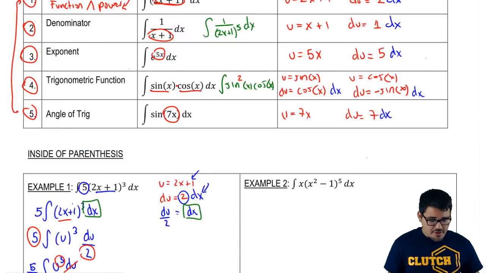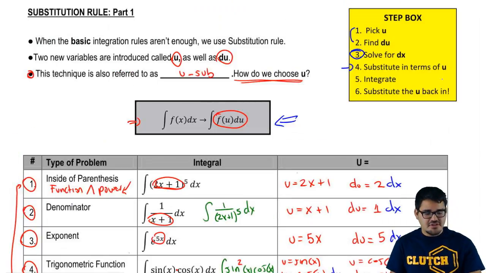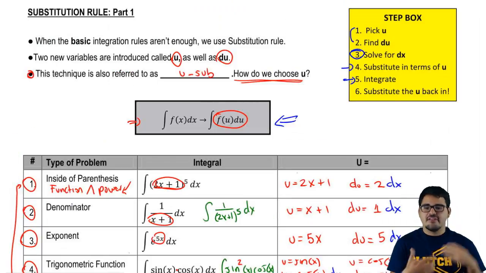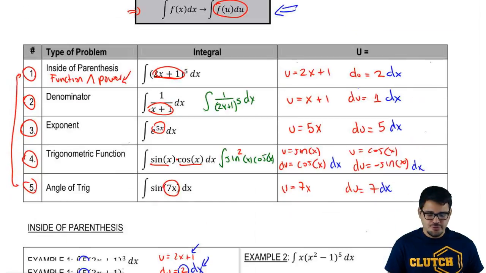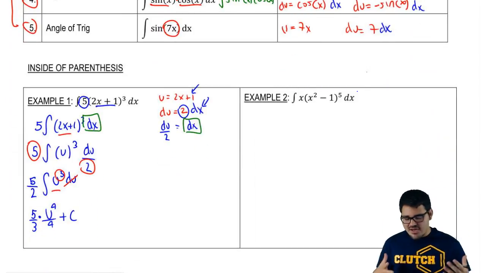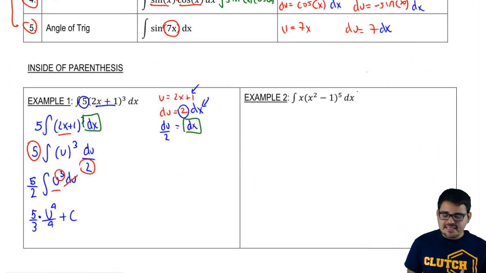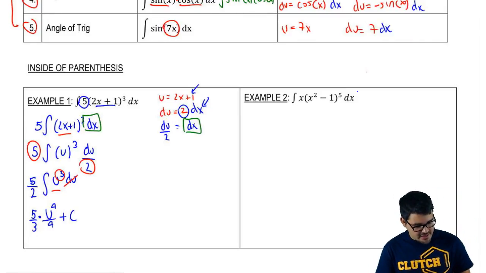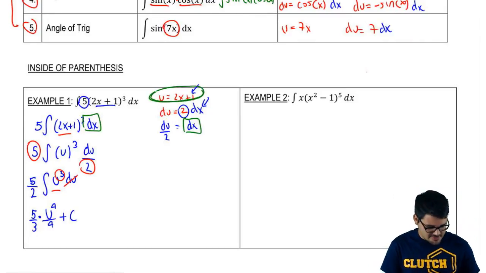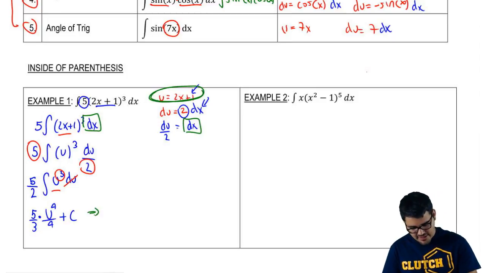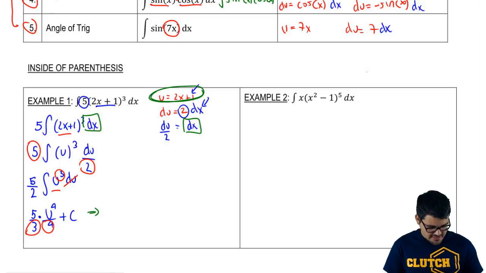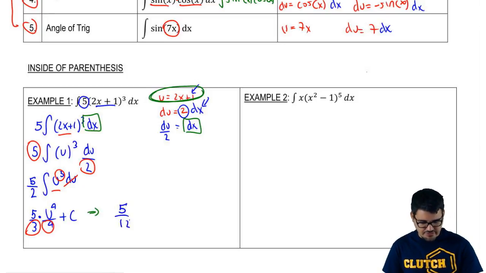Now that I have substituted everything in terms of u and integrated, I am going to do my last step, which is to substitute u back in. Before I do that, I'm going to simplify these two, the 3 and the 4, giving me 5 over 12 in front, times u to the 4th plus c.